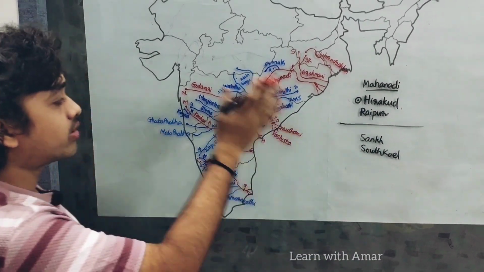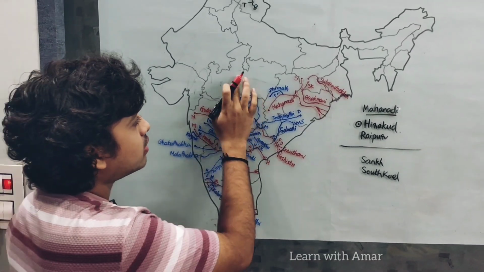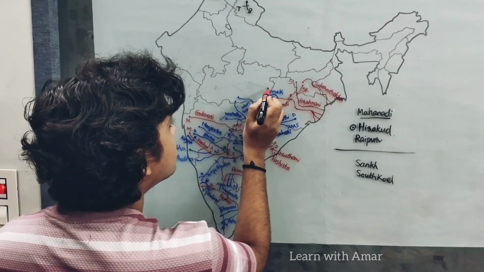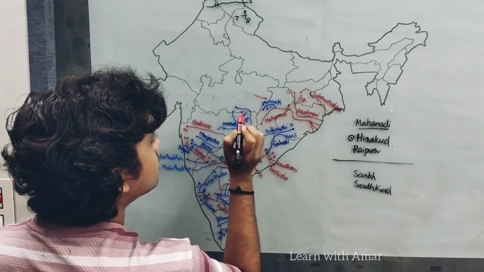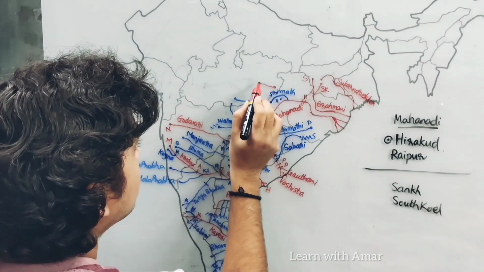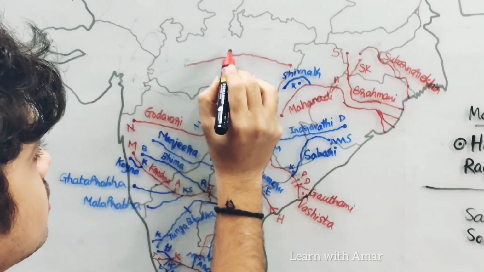Now let's move on to the rivers which join the Arabian Sea, the major ones. Okay, first we find one of the major rivers in central India. It is Narmada. So this is river Narmada. It originates in the Amarkantak plateau over here in Madhya Pradesh. It flows through Madhya Pradesh. This is river Narmada.